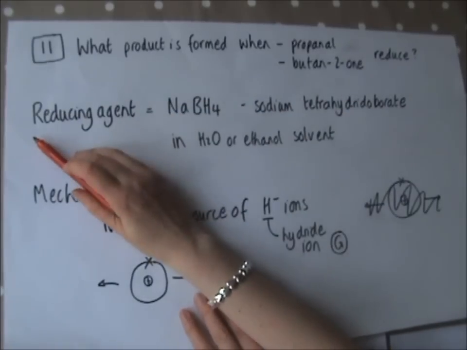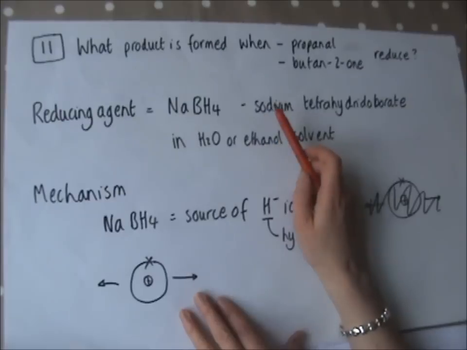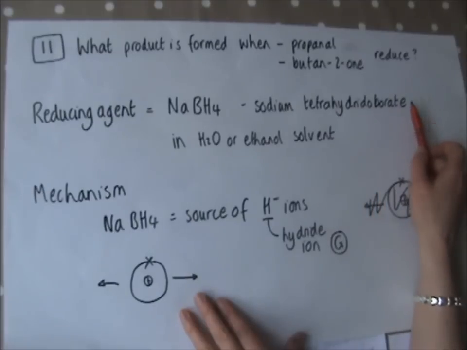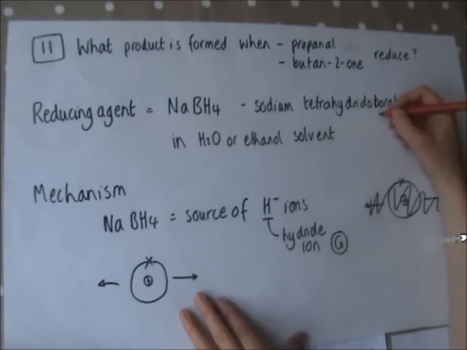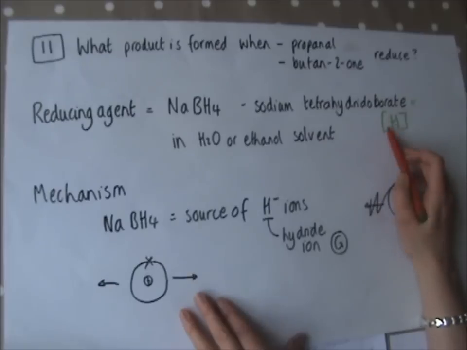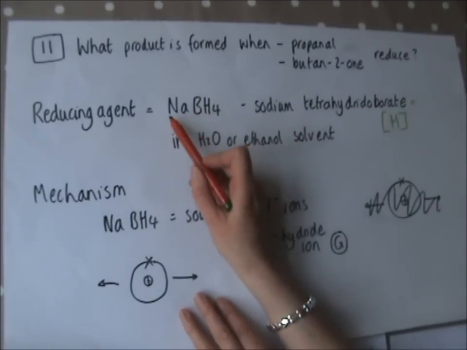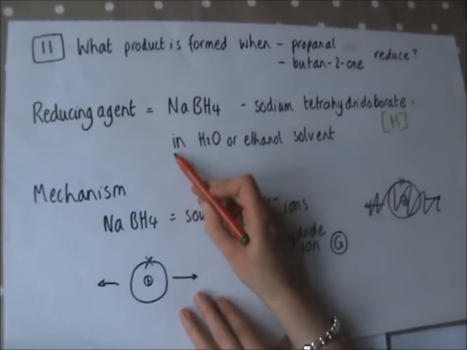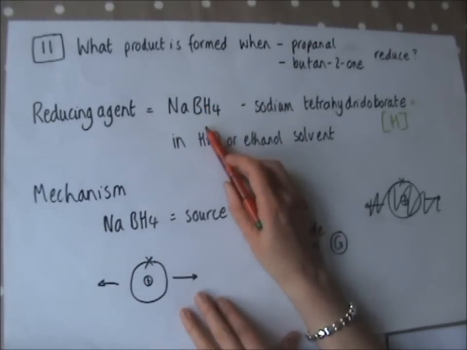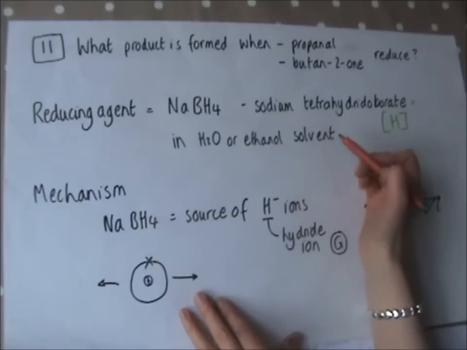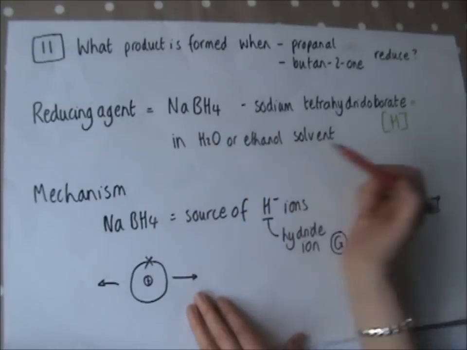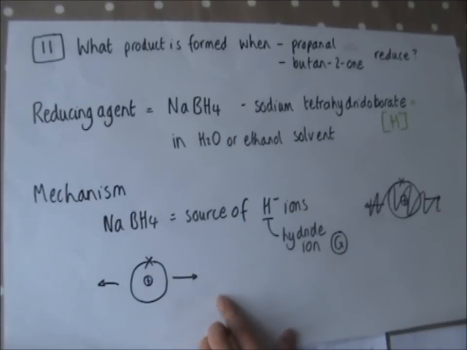Okay, so our reducing agent in this case has quite a long name, sodium tetrahydridoborate. But luckily in the equation, we can just use our H in the square brackets as our notation for NaBH4. And here's a condition that we need: either water or ethanol as a solvent in order for this reaction to happen. And hopefully you'll be able to see why that's important when we have a look at the mechanism.